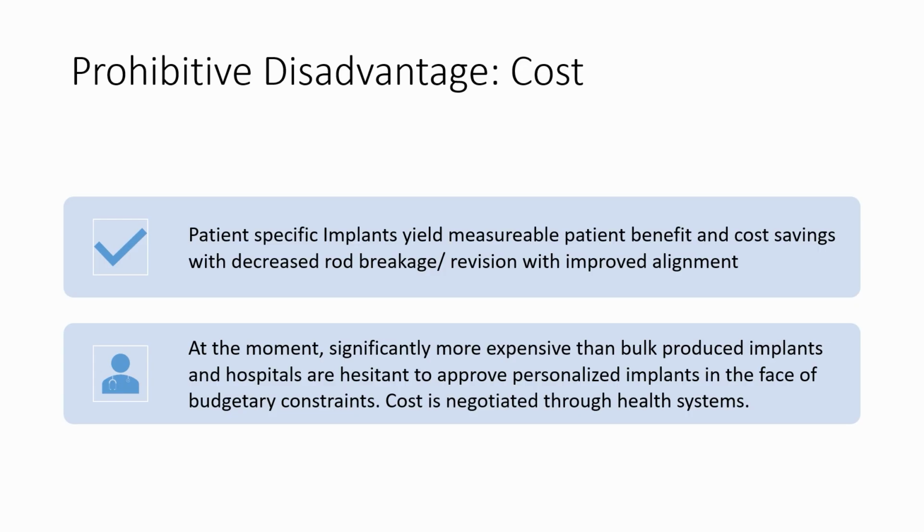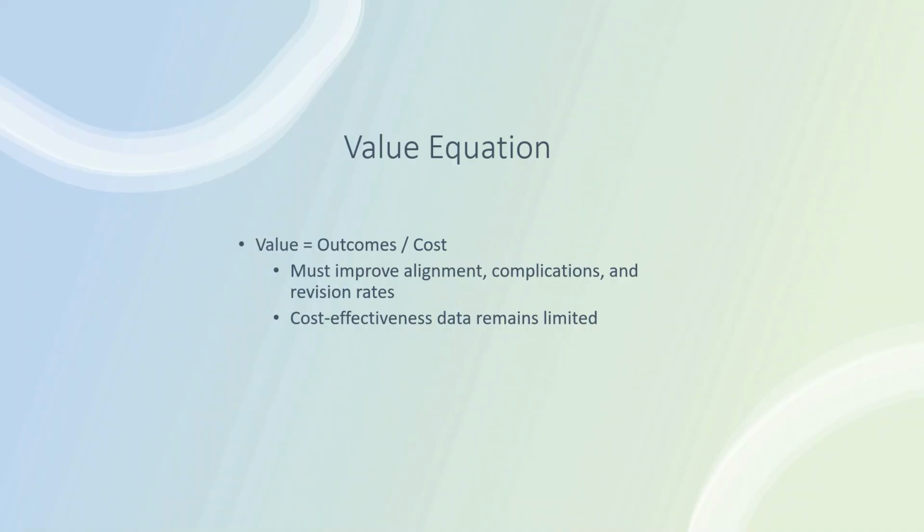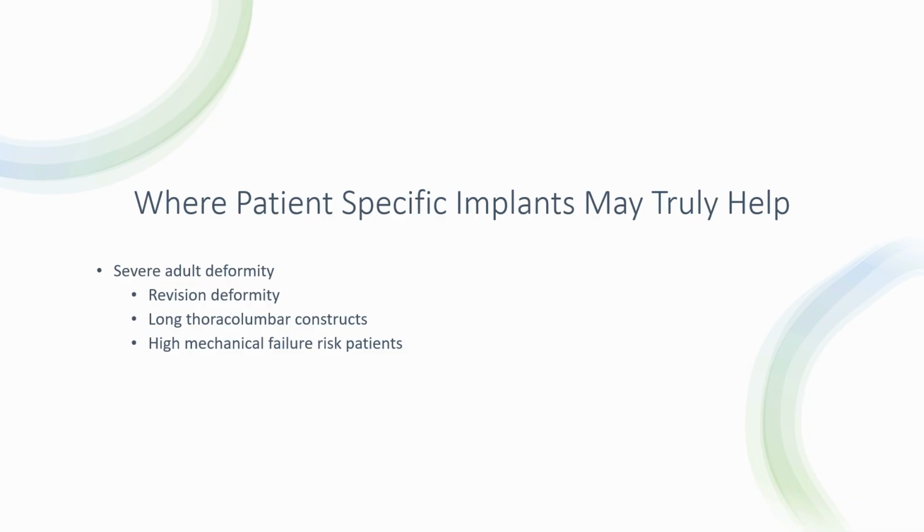So what's the prohibitive disadvantage? Cost. So patient-specific implants yield measurable patient benefit and cost savings, but that being said, they can be $3,000 compared to some orthopedic cages. So the value equation, outcomes versus cost. Certainly you don't necessarily need these in every single patient case, but for severe adult deformity, revision cases, long thoracolumbar constructs, T10 to pelvis, they may really matter.